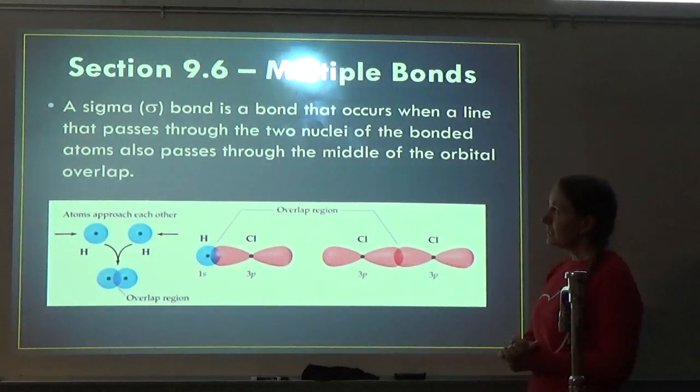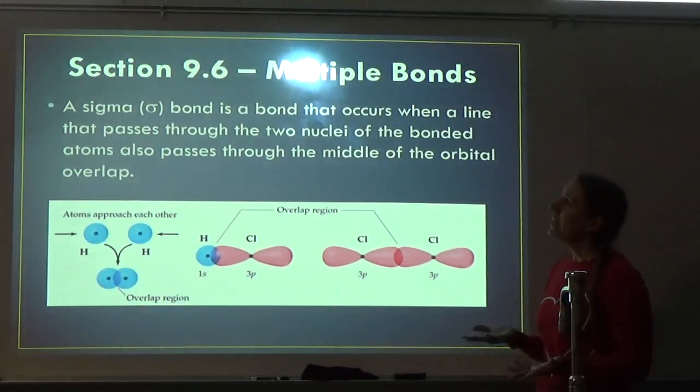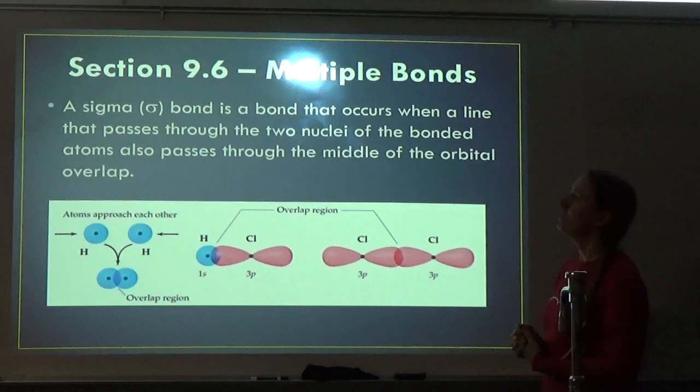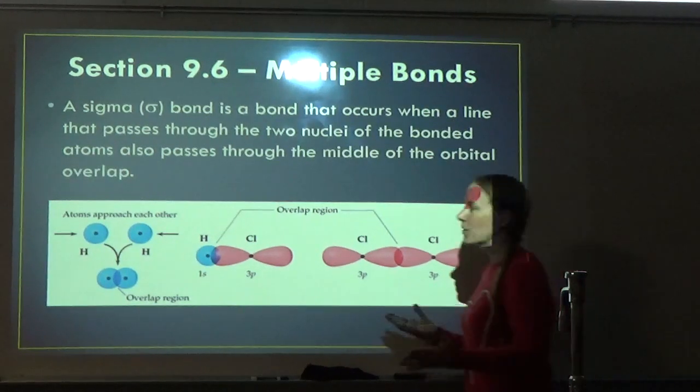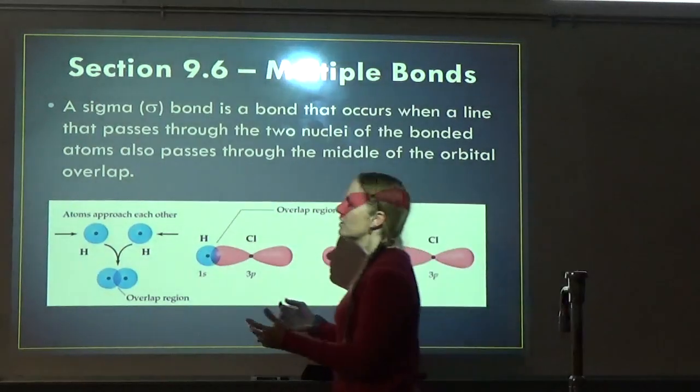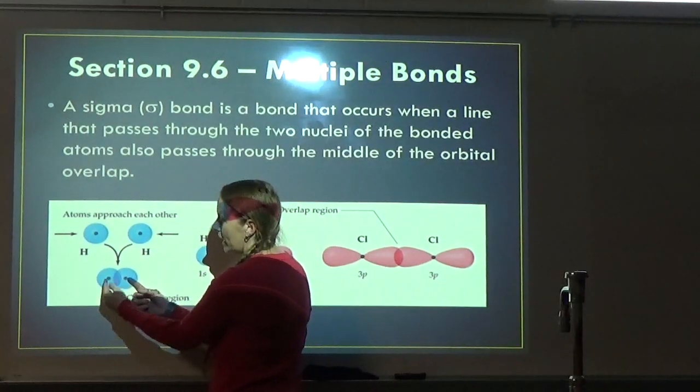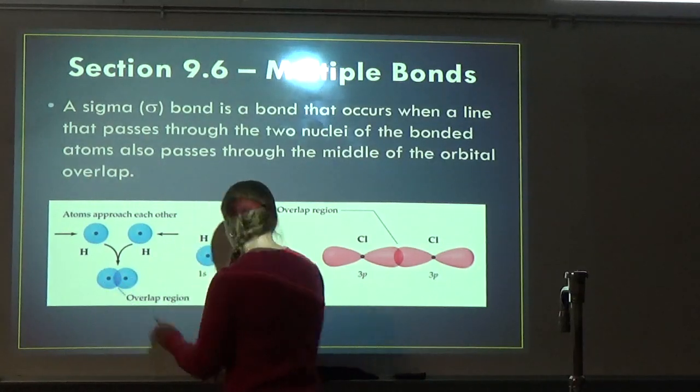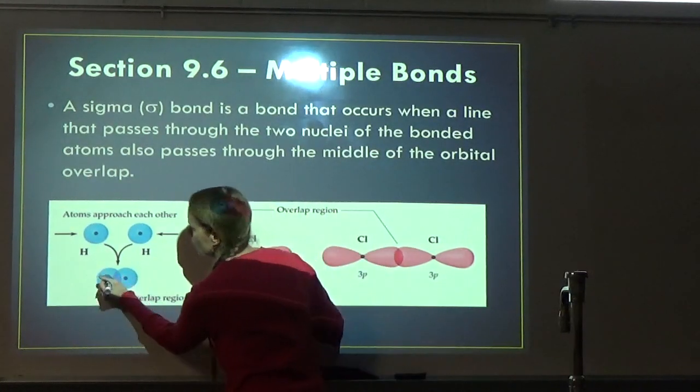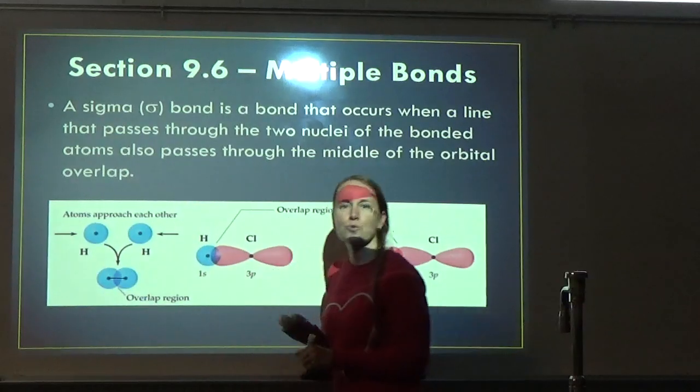A sigma bond is a bond that occurs when a line that passes through the two nuclei of the bonded atoms also passes through the middle of the orbital overlap. That's a really wordy way of saying, here's our two nuclei. You can see that shaded region, that's the overlap. If I draw a line between the two nuclei, it's going to pass through that overlap.